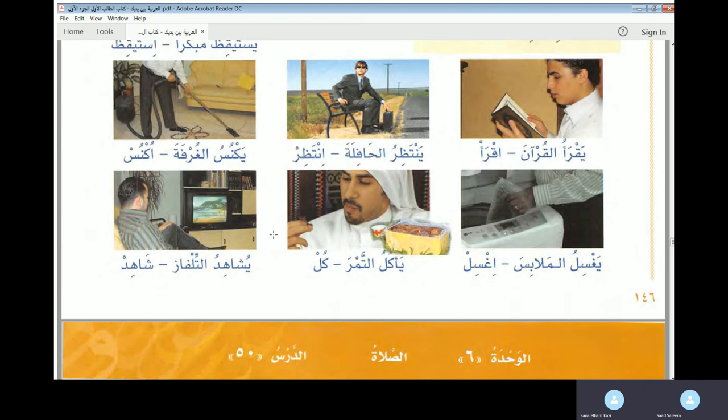What are the letters which come in the imperative? Kul is the imperative of ya'kulu; shahid is the imperative of yushahidu.